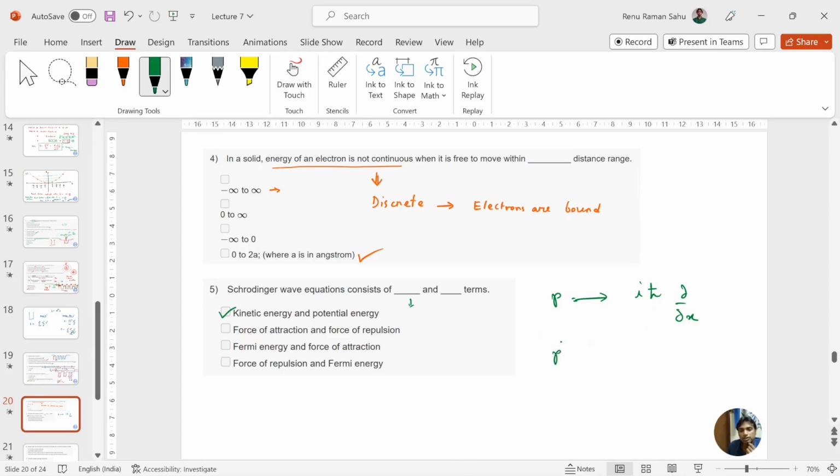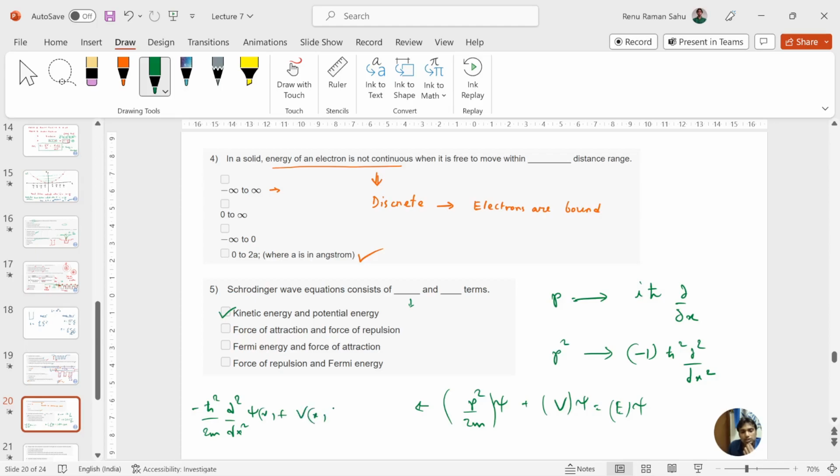So when you do p square, it means this iota is minus 1, h bar square d2 over dx square. So this is your p square. So p square by 2m psi plus V of psi is equal to E of psi. So these are now operators. When you write it in Schrodinger equation form, it is just minus h bar square by 2m d2 by dx square psi of x plus V of x psi of x is equal to E psi of x. So it is just kinetic and potential energy.